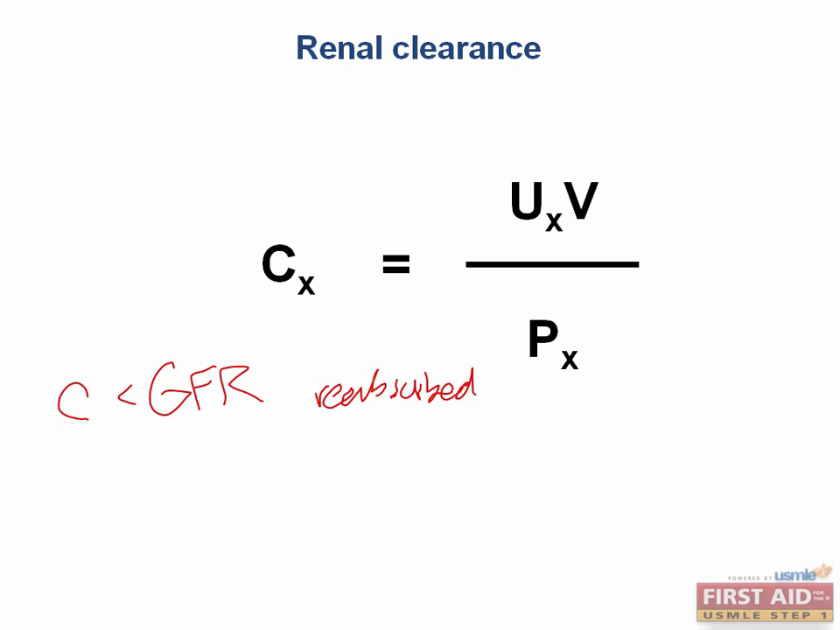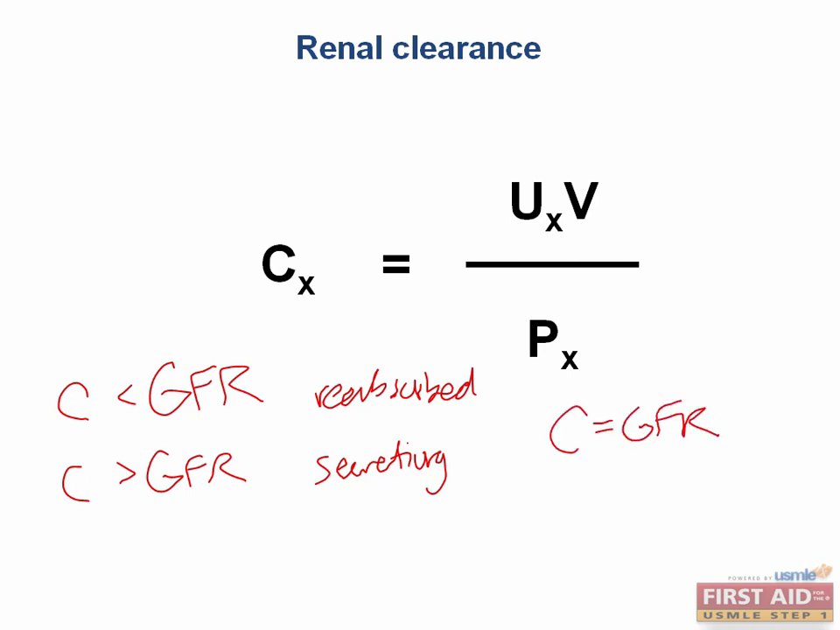In contrast, what if the clearance is greater than the GFR? Well, this means the nephron is secreting some of the substance. Secretion happens downstream from the glomerulus, and it's the only way a substance can enter the filtrate once filtration has already occurred. If the clearance and the GFR are equal, that means no net reabsorption or net secretion is occurring.